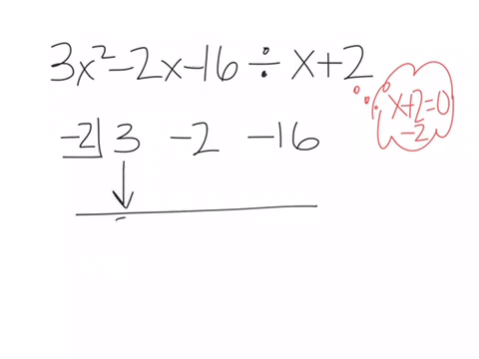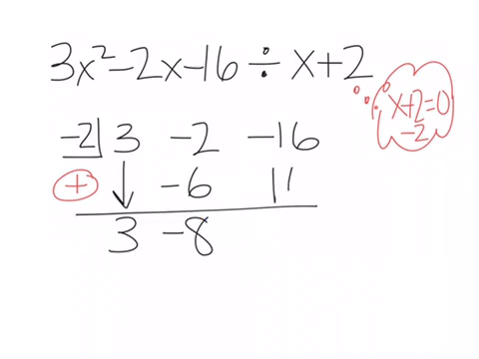You move the 3 down. You then multiply this number by whatever's in the box. So negative 6. You then add when you move down. So here I'm going to get negative 8. I then again multiply negative 8 by negative 2, and I get 16. Now when I add negative 16 plus 16, it's pretty clearly 0.